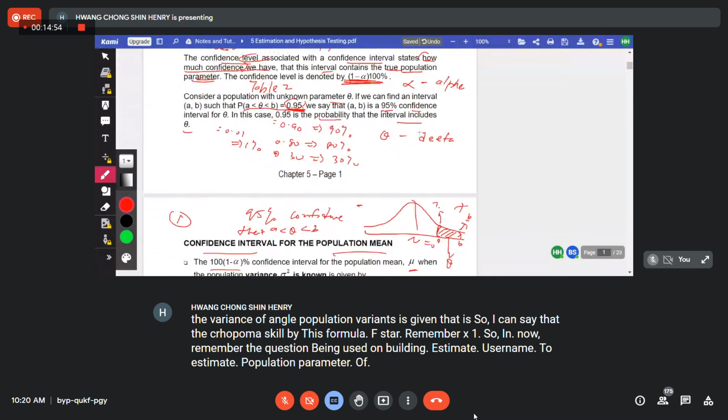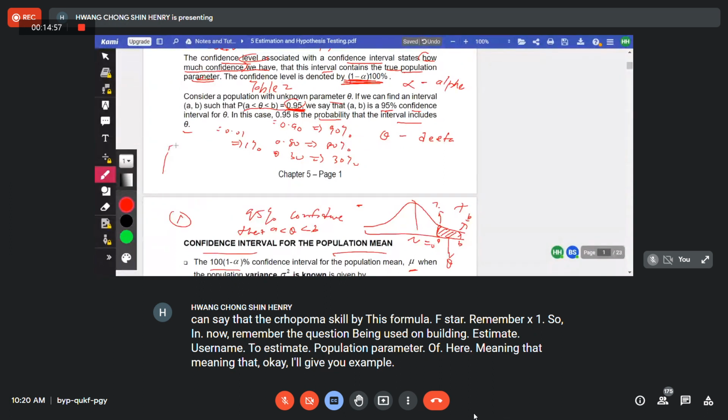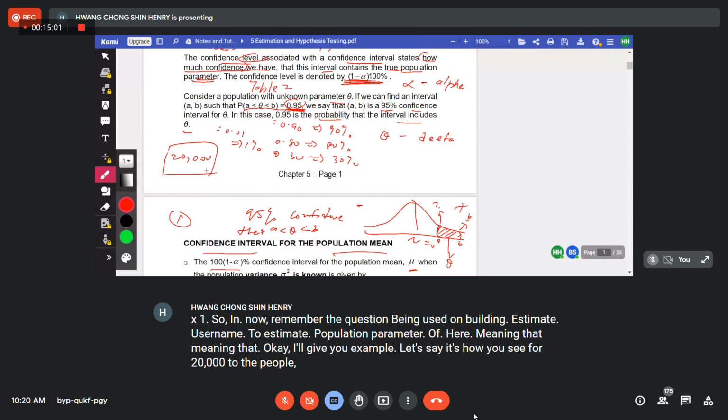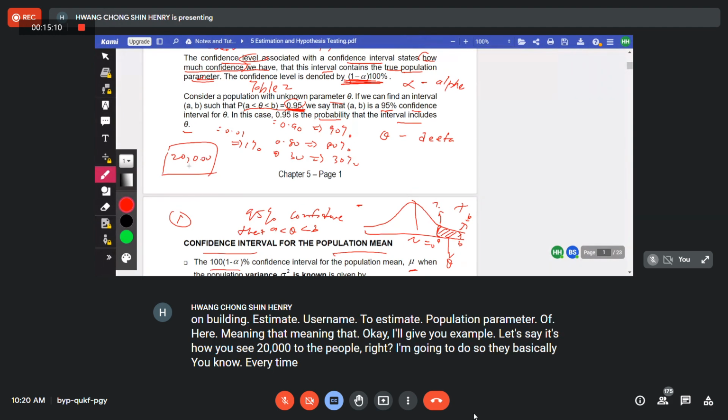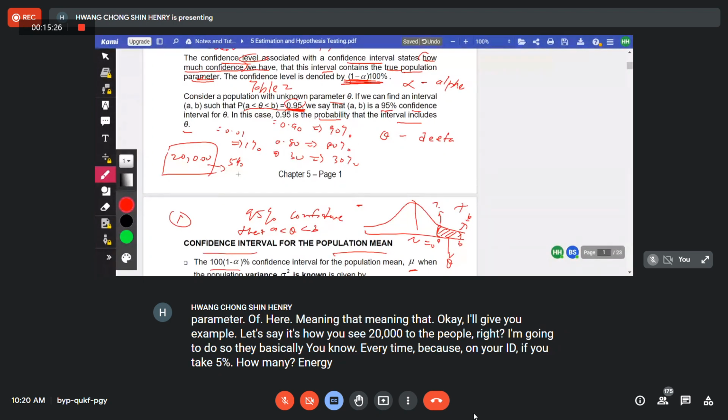Okay, meaning that, I'll give you an example. Let's say TAR UC has 20,000 students. Big group, right? Are you going to do a survey based on 20,000? You know what a survey is, right? Impossible. By the time you finish surveying 20,000 students, 1 year has passed. You don't have budget, you don't have manpower. So let's say you take 5%. 5% is how many? 1,000, I think. Yeah, check. 1,000.